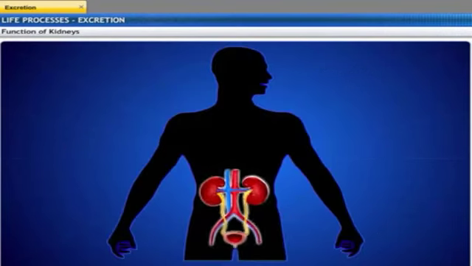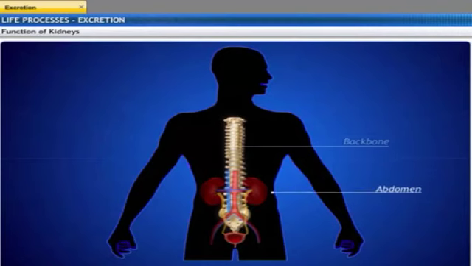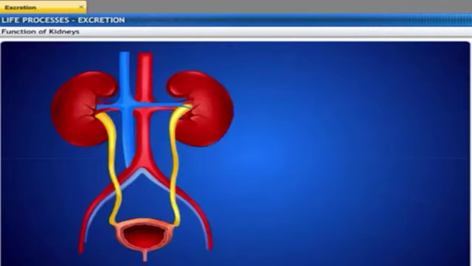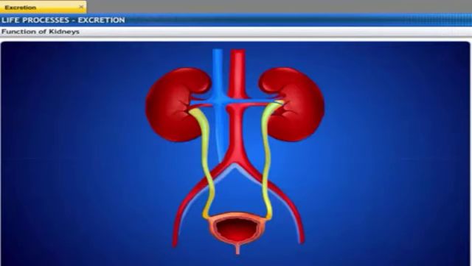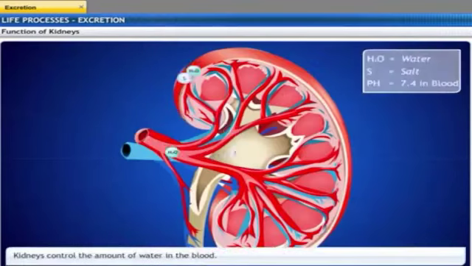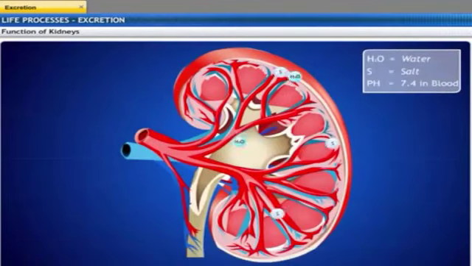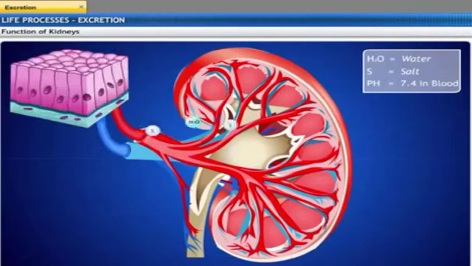The kidneys are located on both sides of the vertebral column in the abdomen region. So the backbone is present, and on both sides of the backbone the kidneys are present, along with two ureters, the urinary bladder, and the urethra. The kidney receives waste materials like water, salt, and other substances through the blood and removes the nitrogenous waste. The waste is released in the form of urine, which passes out of the body.